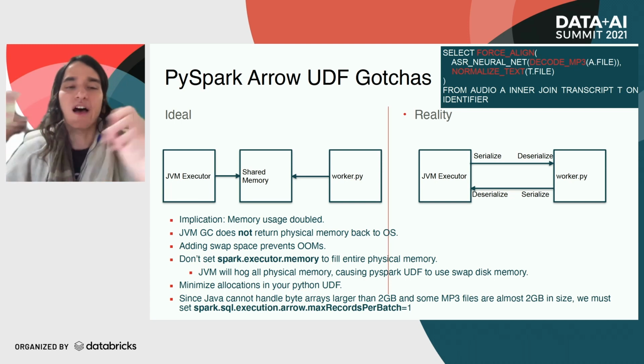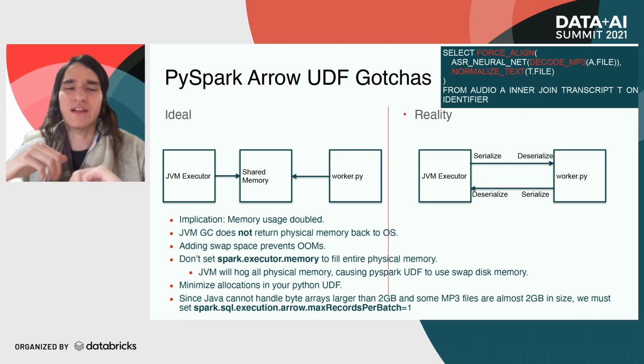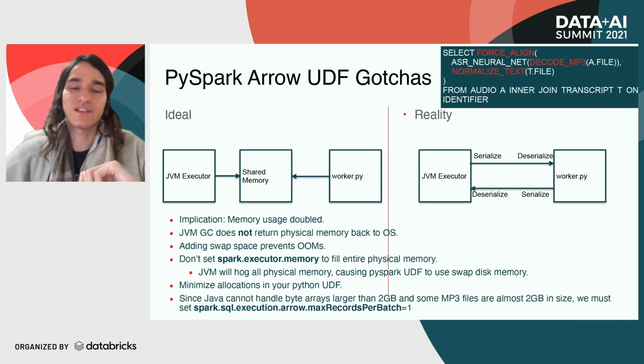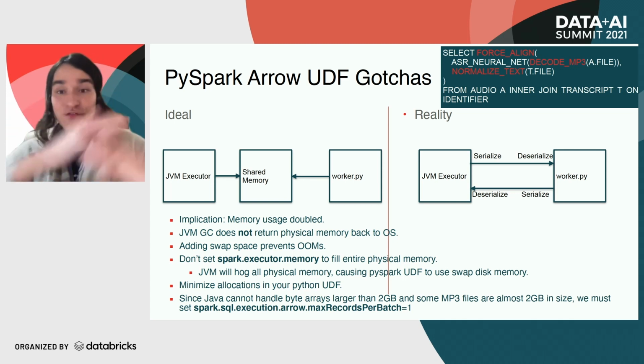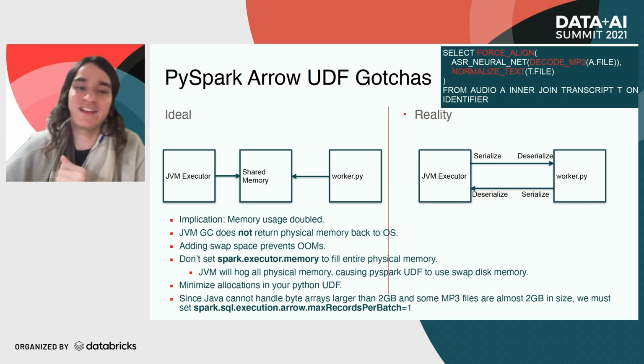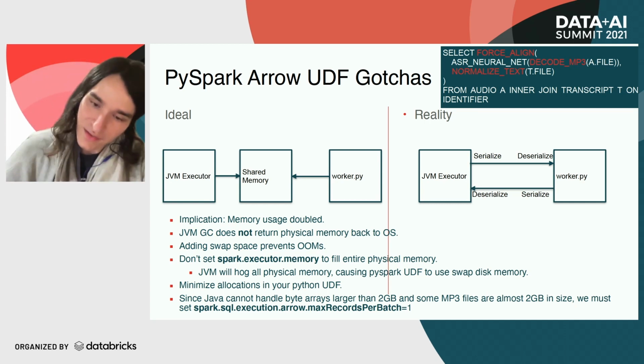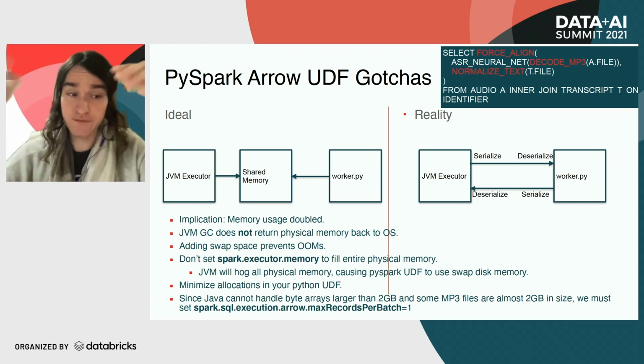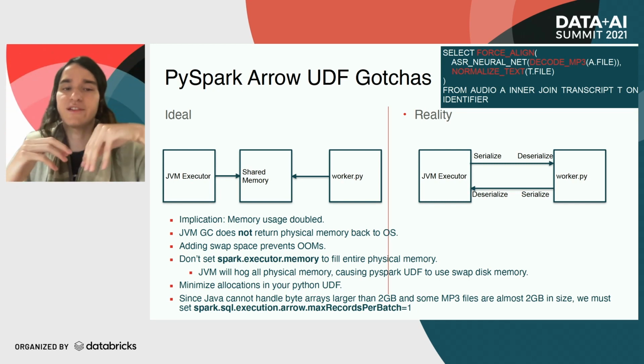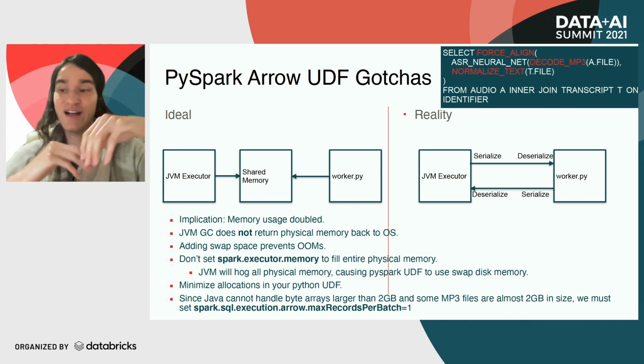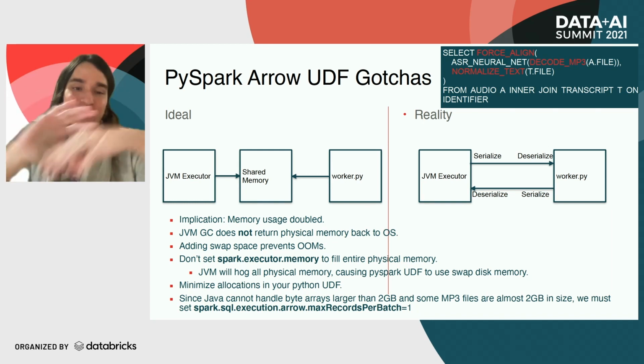Spark doesn't know the size of your data beforehand, except in a few rare cases. It doesn't have static sizing information, so it doesn't actually know how much shared memory to allocate, which is the reason why it does the serialization deserialization process. But the implication of that is that memory usage doubles because you have two copies, one on the Java side, one on the Python side. That's not a lot of fun, especially since there are subtle issues with the Java virtual machine garbage collector, which I didn't know until now, and I hope this helps at least one of you.